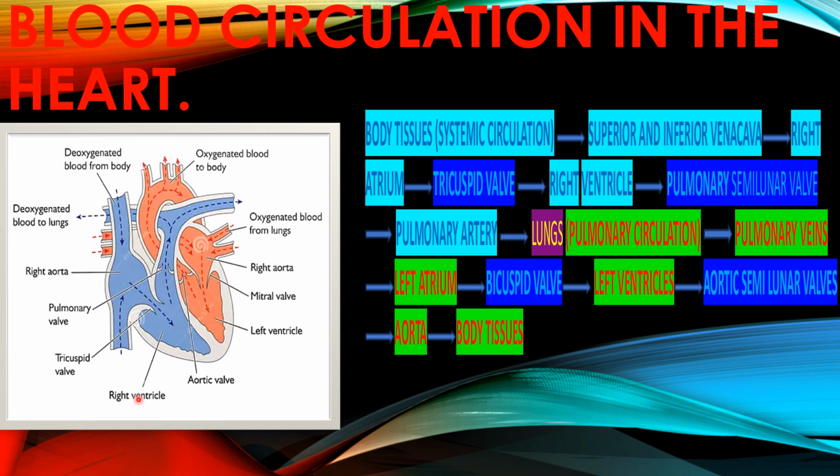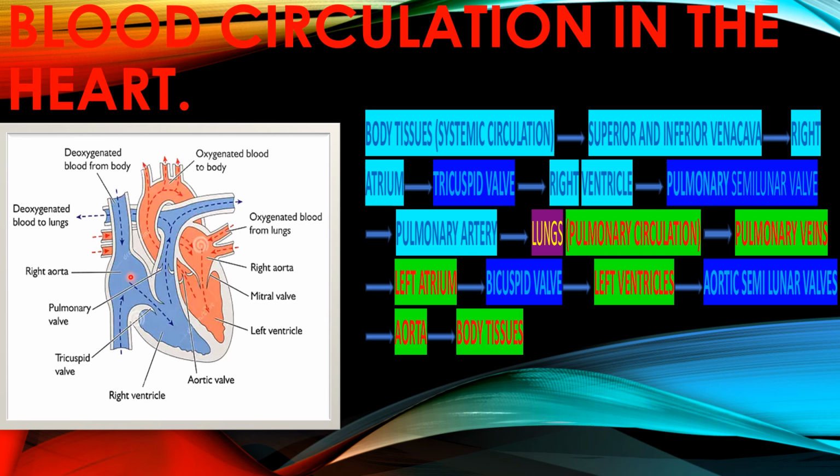When carbon dioxide is released from the body tissues, it will be transported from the body tissues to the heart through the superior and the inferior vena cava. So this one is the superior, that is from the upper parts of the body. Then the inferior is from the lower parts of the body. This deoxygenated blood and other nitrogenous waste which is accumulated in the blood will flow to the heart through the vena cava to which first point?